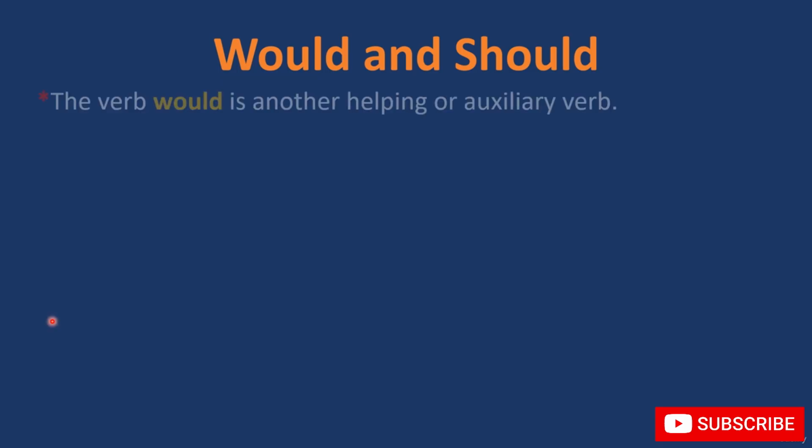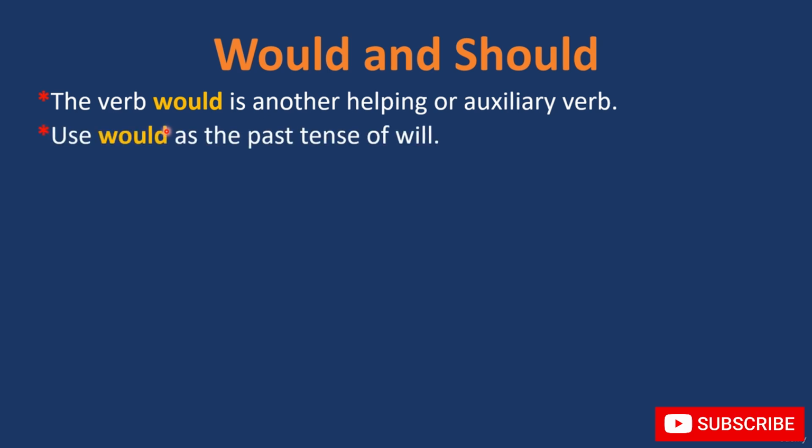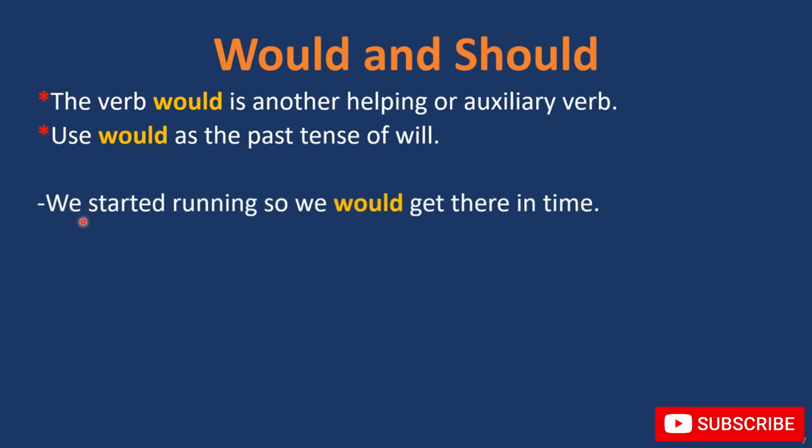Would and should. The verb would is another helping or auxiliary verb. We use would as the past tense of will. We started running, so we would get there in time. Here I have the verb started, this is past. So I cannot say, so we will get. No, we would get. So again, would is the past form of will.